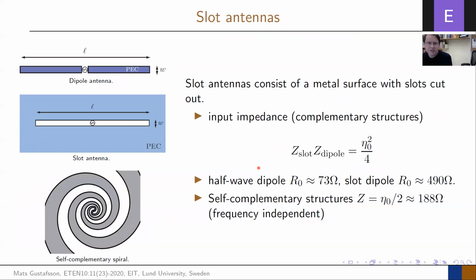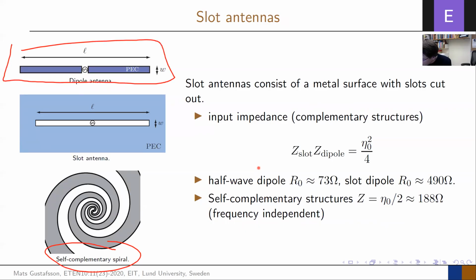Slot antennas, a different type of antenna we will not talk a lot about. We talked about self-complementary antennas before, and this is not a self-complementary antenna, but it is a complementary antenna. If you know your dipole and then you make a slot where you do the opposite, so you remove metal instead of adding the metal that radiates, then you have a very simple relationship between them.